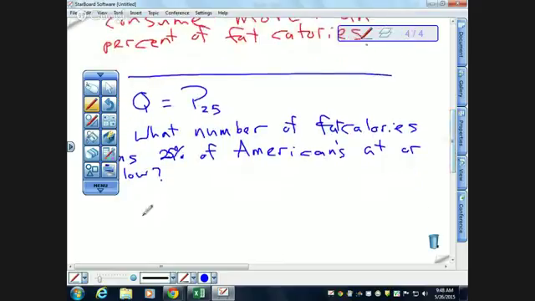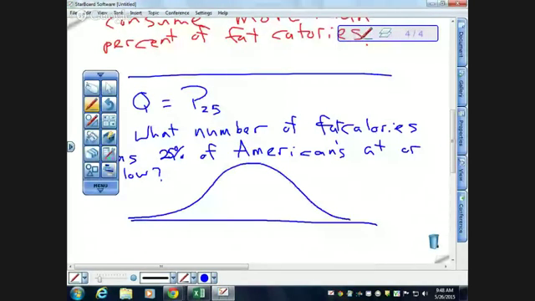Drawing a rough sketch of it. Every time we do a normal calculation, I'm going to redraw a picture. So there's 36. That right there is about 26. Right there is about 16. Right here is about 6. So we're trying to find a number somewhere in here so that 25% of the probability is to the left there. I have no idea where it is right now, but I know I'm looking for a left tail somewhere.